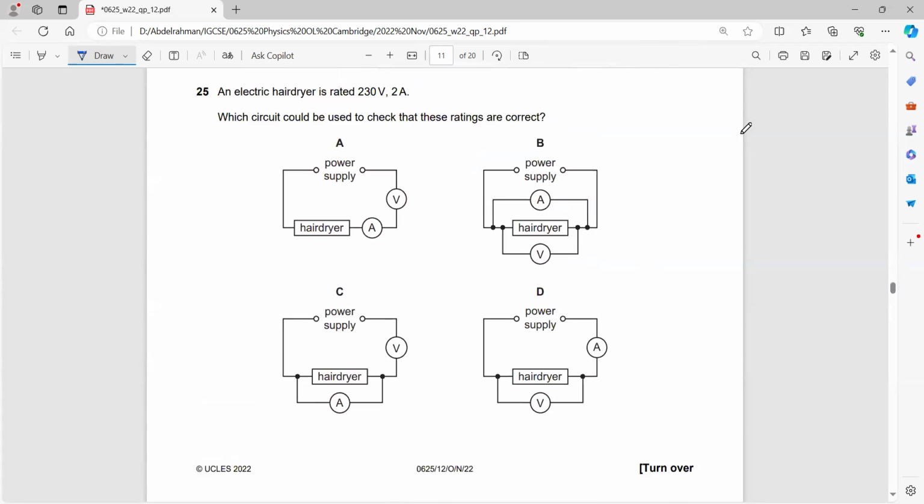An electrical hair dryer is rated at 230 volts, 2 amperes. Which circuit could be used to check that these ratings are correct? Basically, D. You cannot have an ammeter in parallel, you cannot have a voltmeter in series, and you cannot have an ammeter in parallel again.